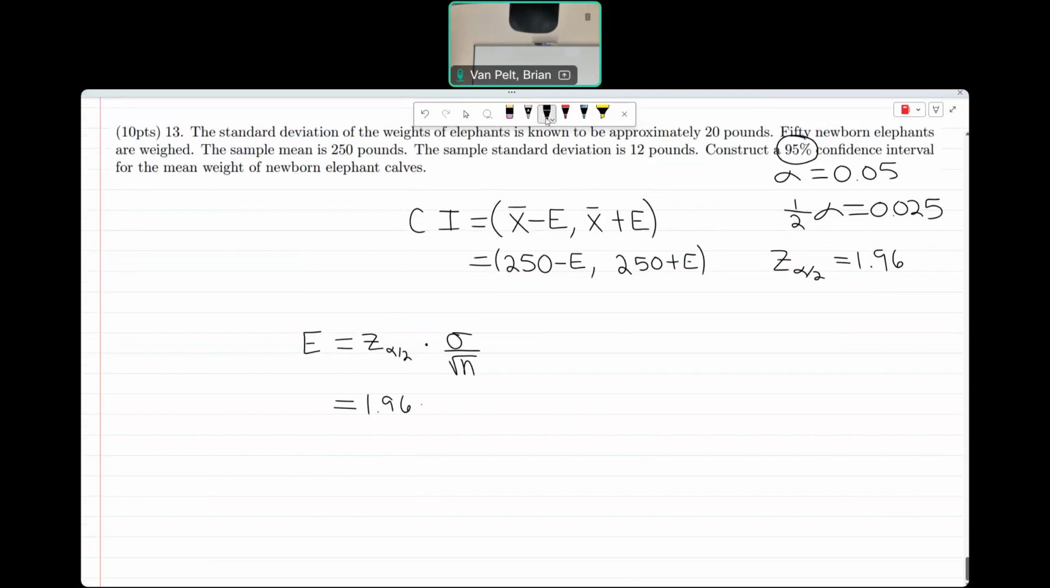Anybody remember what sigma was? 20. By the way, this didn't mean anything. If you know the standard deviation of a population, you'll ignore any sample that you have. The whole reason of a sample is to estimate that thing. So I have 20, and then I'll divide by the square root of how many elements? 50. I get 4.435. Do you guys get that number? 4.435.